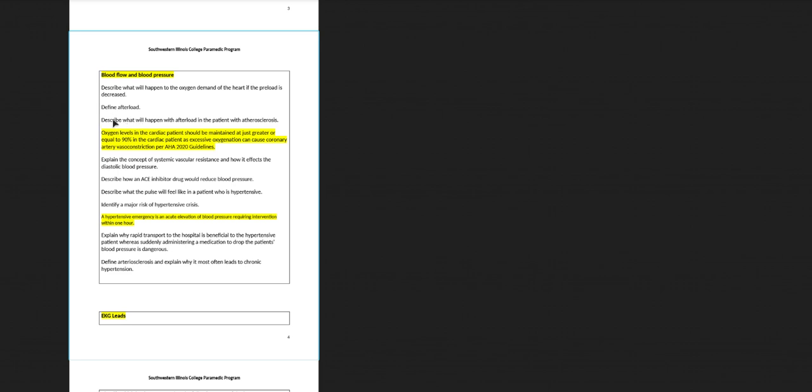And afterload, this is the pressure in the aorta that the left ventricle has to overcome in order to open the valve and eject the blood that's in the left ventricle. So it's kind of confusing because preload is volume and afterload is a pressure, but they use kind of the same terminology. Describe what will happen with afterload in a patient with atherosclerosis.